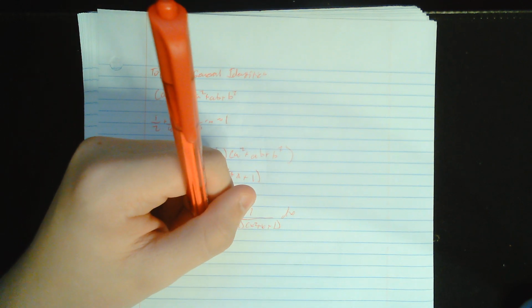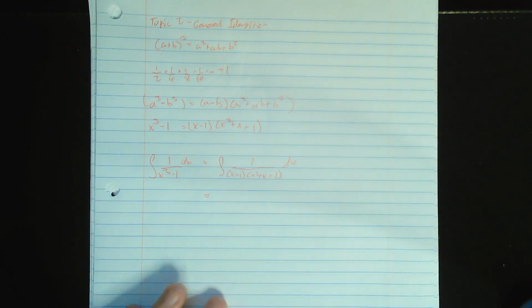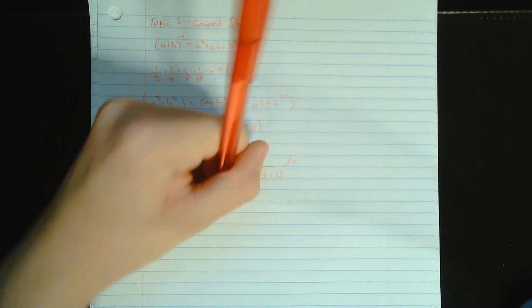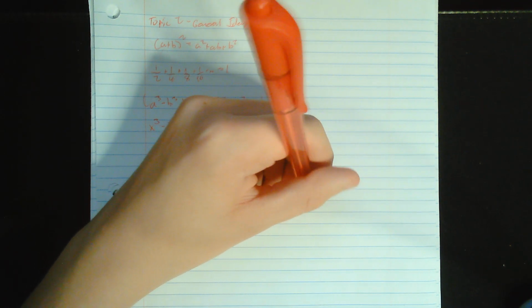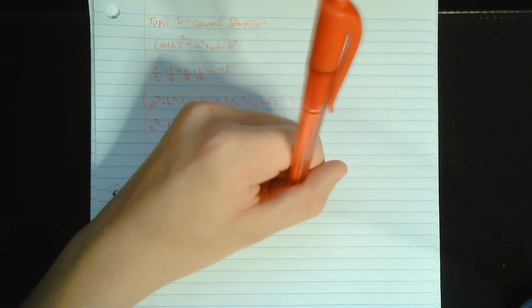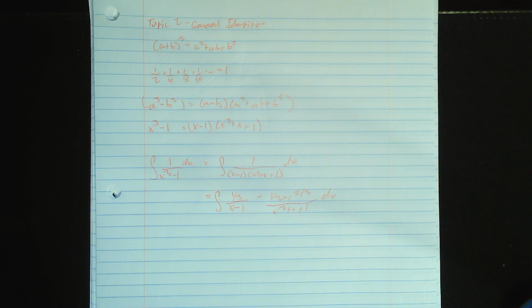And then we can do a decomposition, which I'm not going to show the work here to save time, but this results in the integral of (1/3)/(x - 1) - ((1/3)x + 2/3)/(x squared + x + 1) dx. And then we can split this and continue onward.